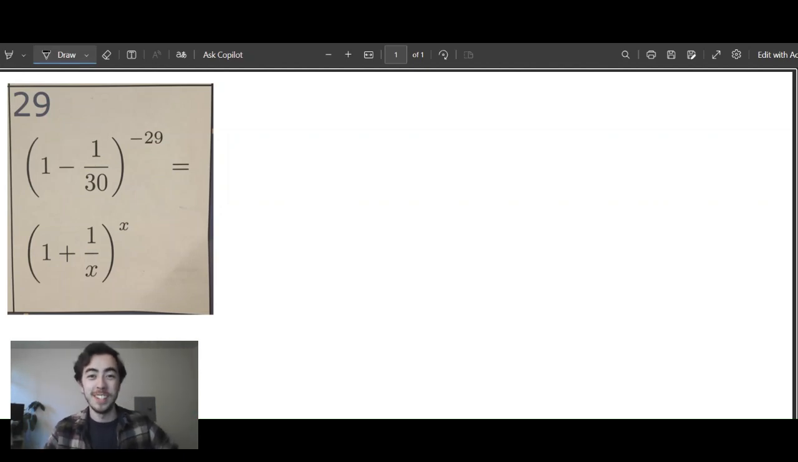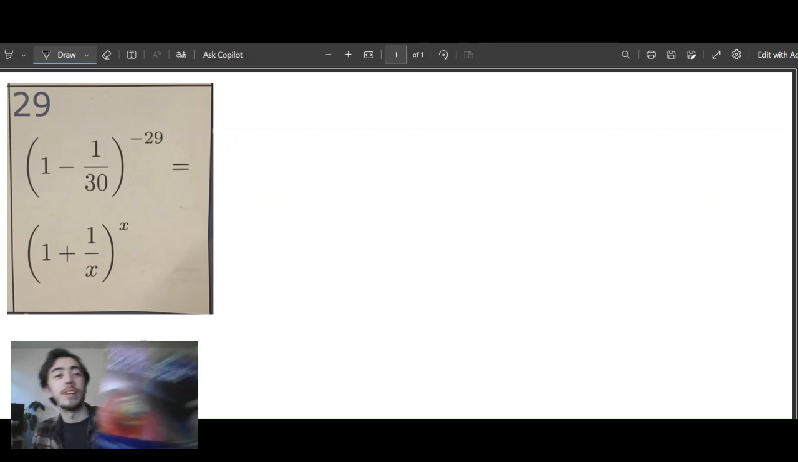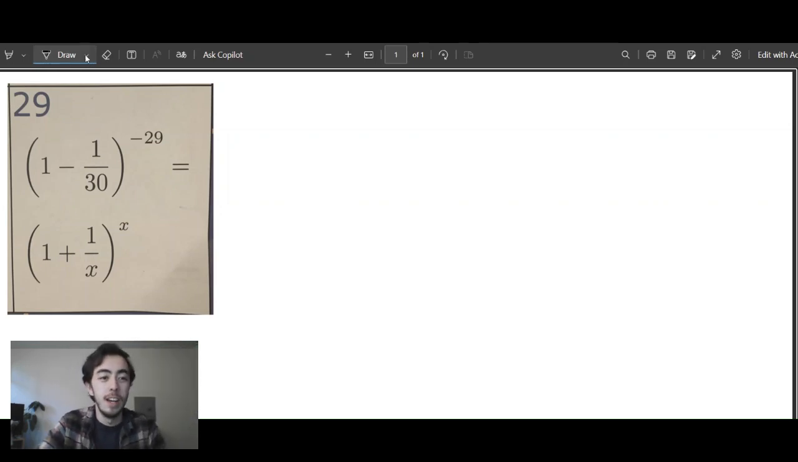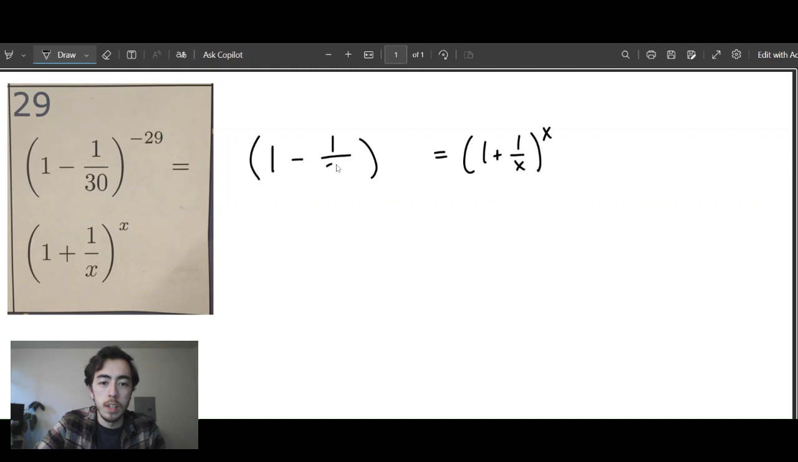Today is March 29th, and we have problem number 88 from this Daily Epsilon calendar to solve together. And just like every other problem, the answer is just going to be today's date, which is 29. We need to show for what value of x does (1 + 1/x)^x equal (1 - 1/30)^(-29).